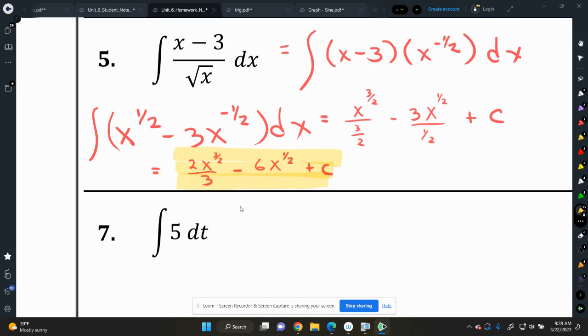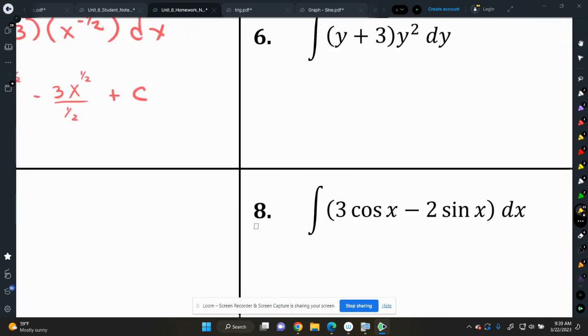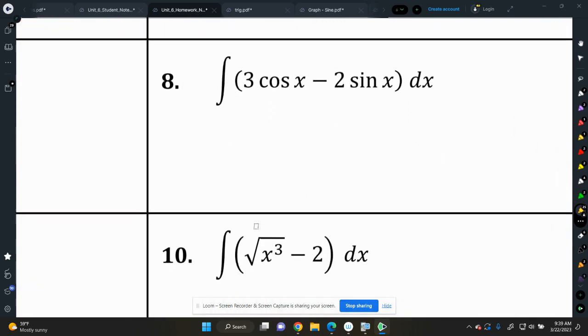I got one. I didn't forget the C, but I forgot everything else. Okay, was this the other one, number 8? Yeah. Okay, so this was an easier one. I thought it was an easier one.